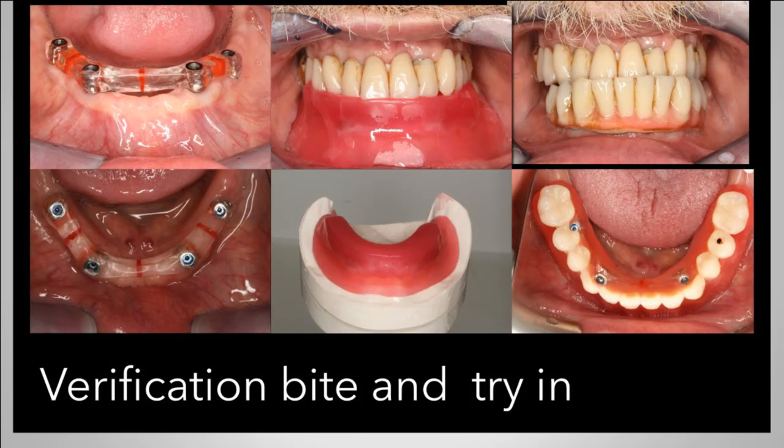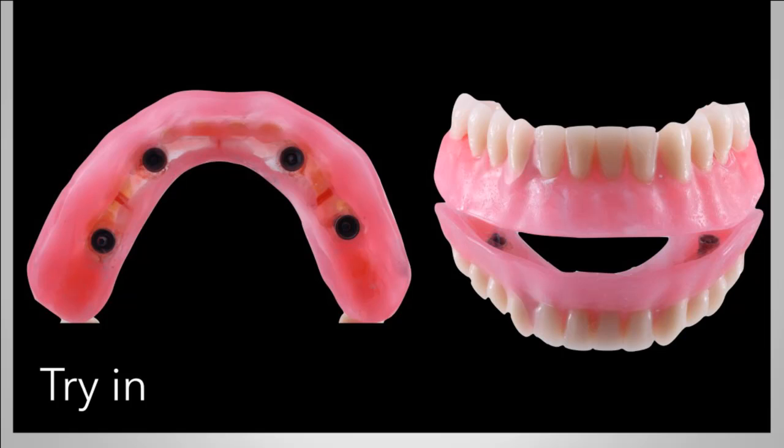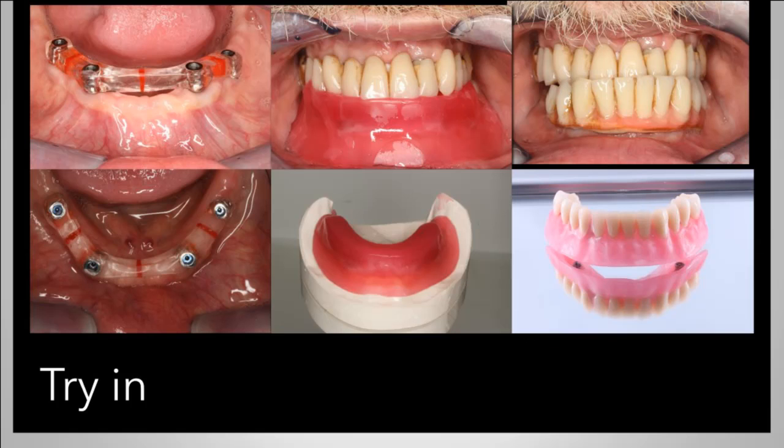What you can see here is a screw retained try-in. The screw retained try-in again can clip over and around the bite for the verification jig, but this gives the patient an idea of what they're going to look like with everything in place.